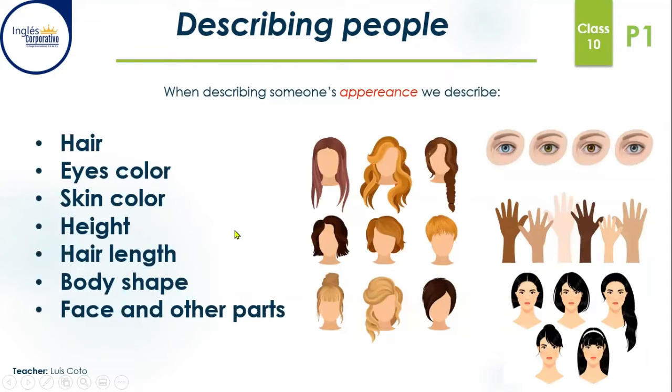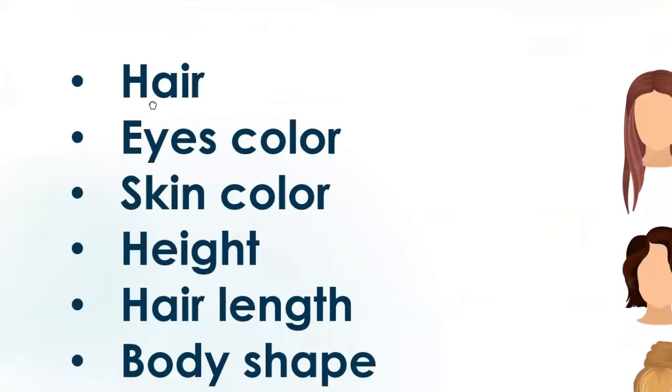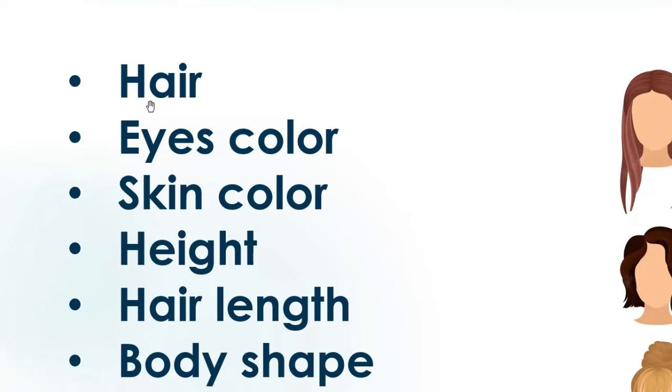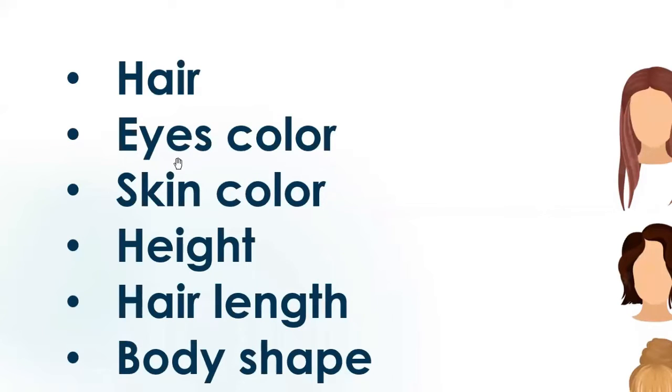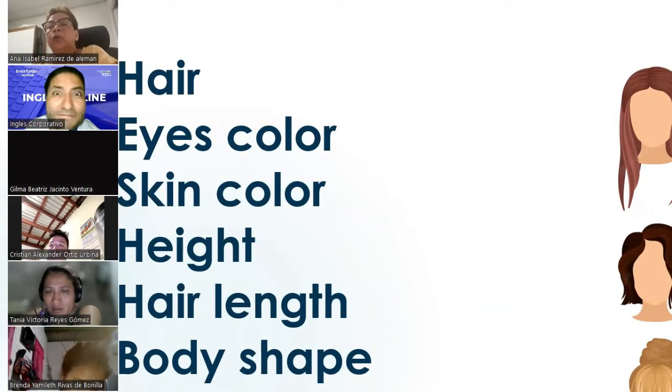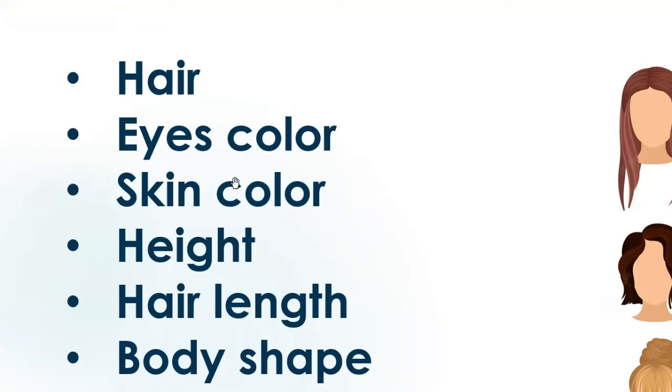Let's see. What can you use to describe appearance? ¿Qué usamos para describe appearance on people? We use appearance about hair. Hair. Yes. About eyes color. Let me see your eyes color. Open them. Abran los eyes color. What color? Green? Verdes, gray, grises. We don't know. Brown. Okay, brown eyes color. Pretty good. What else do we describe? ¿Qué más describimos about people appearance?